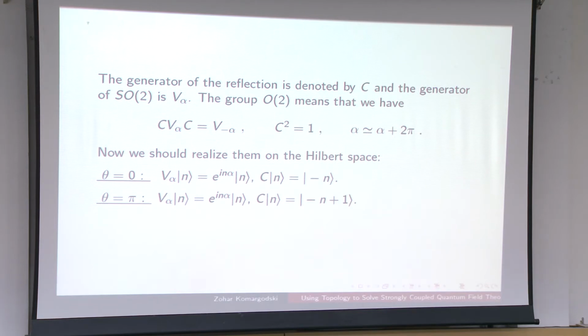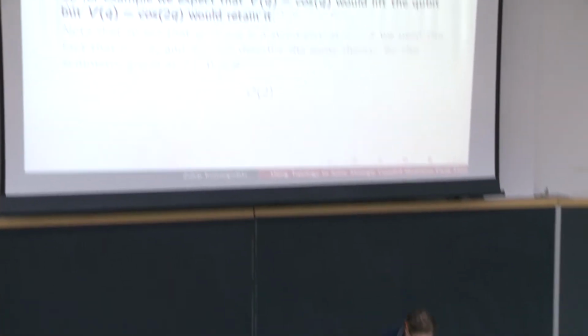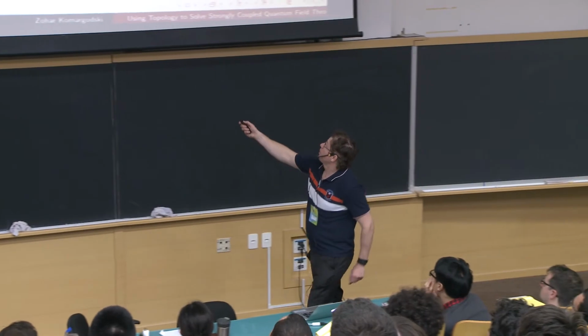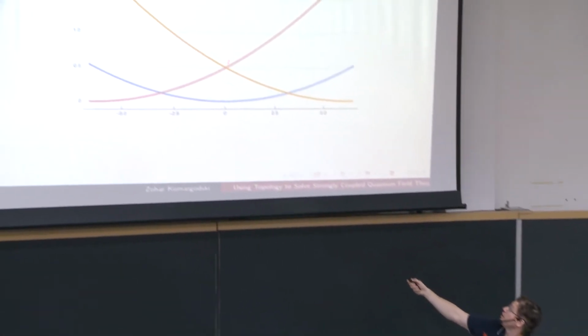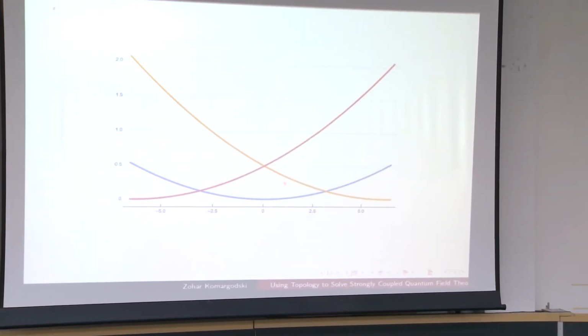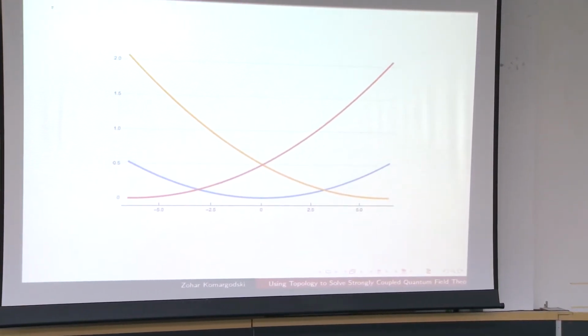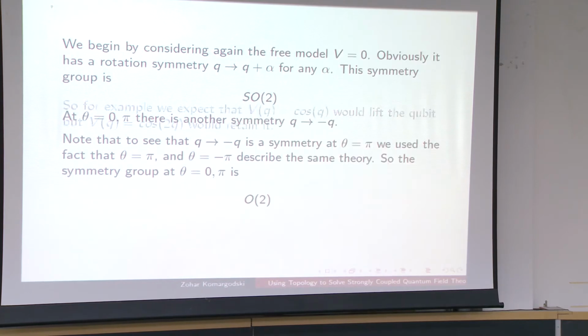This is completely consistent with the spectrum. Let me show you why. So this is theta equals 0. So this symmetry C takes the red line to the yellow line, and you see that they are degenerate. So it commutes with the Hamiltonian at theta equals 0.